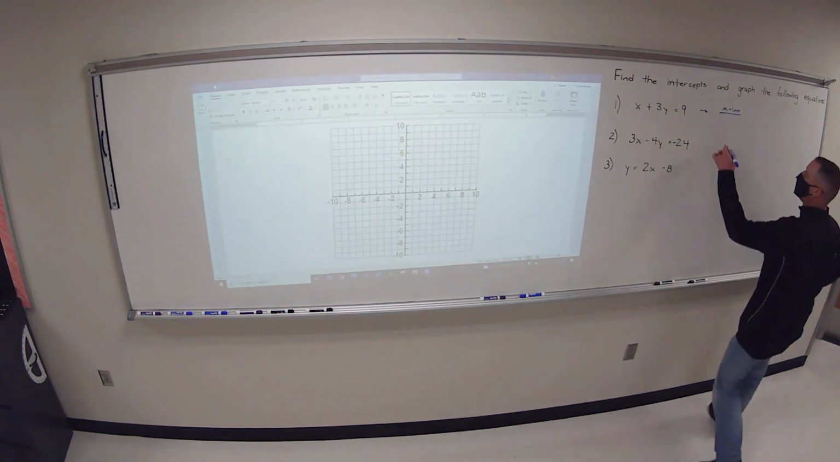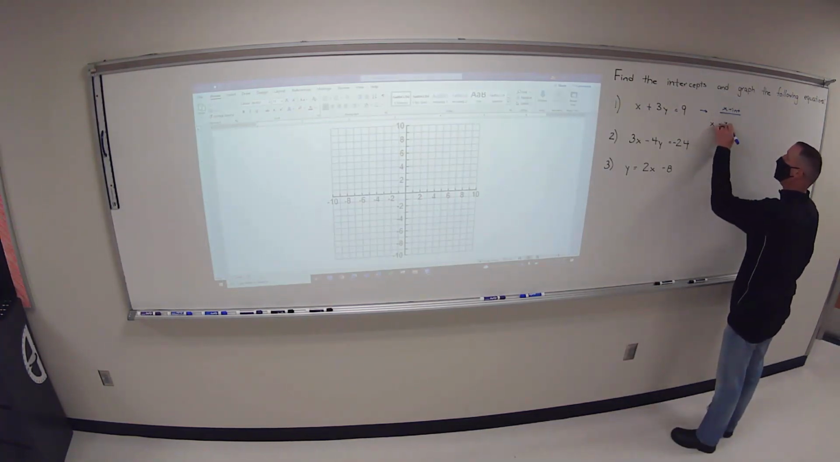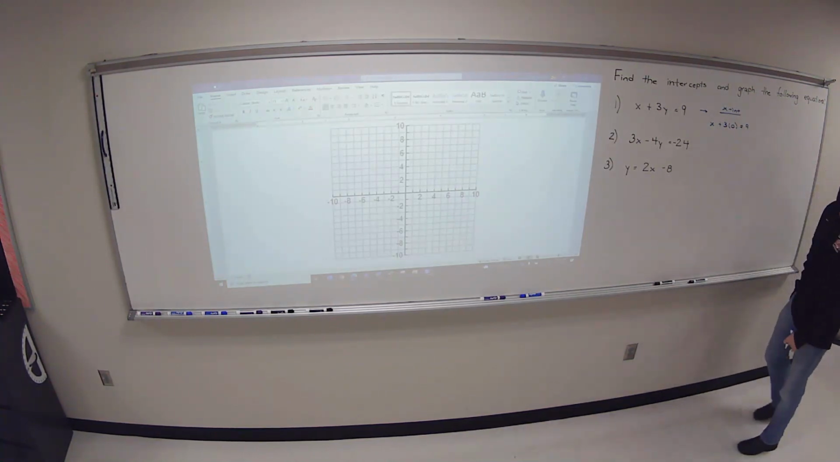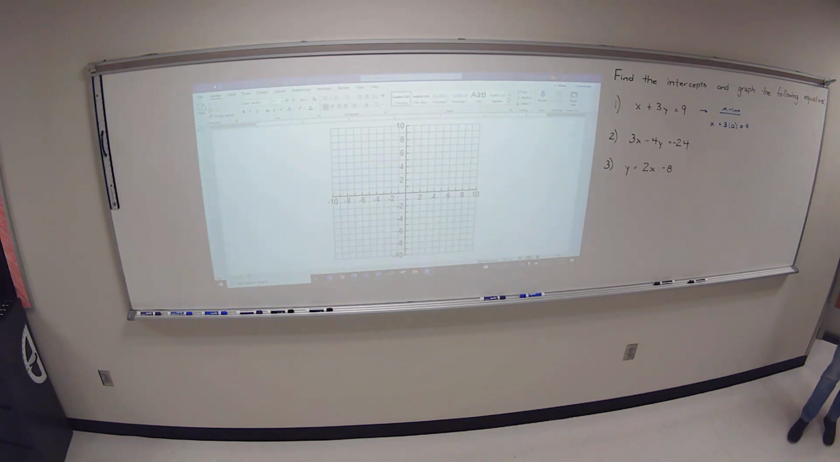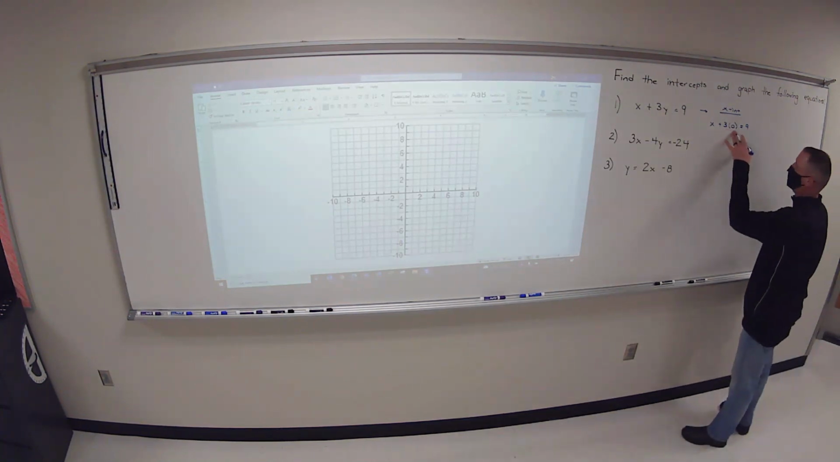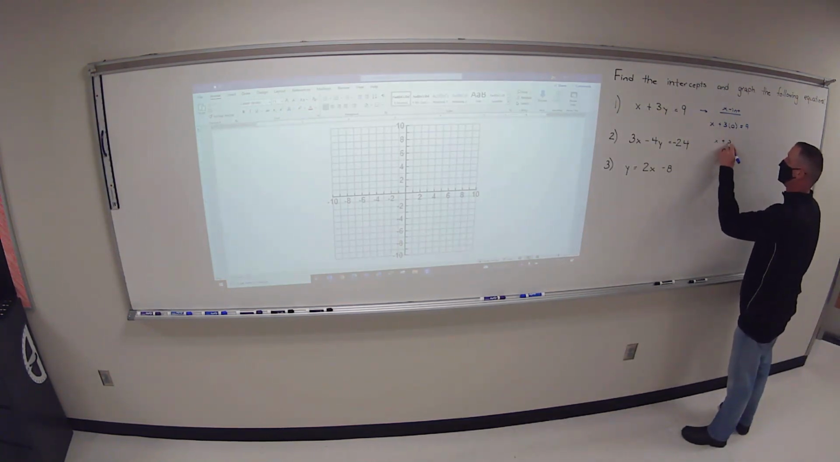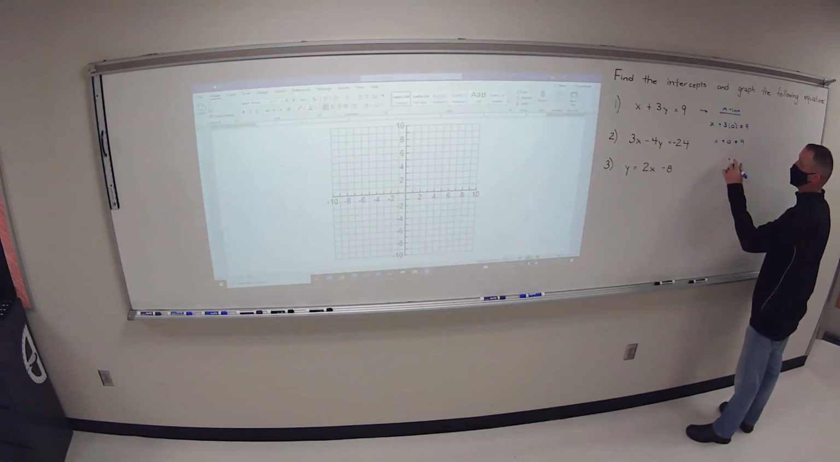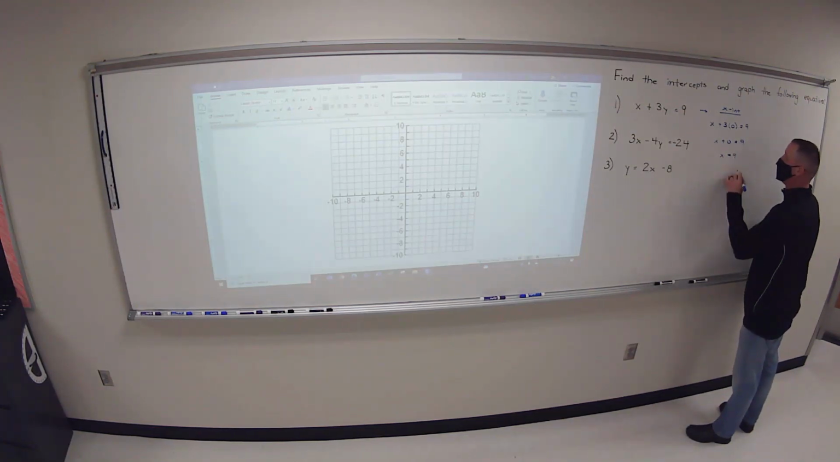So, if we plug 0 in for y, and we copy everything else in this equation down, we're going to have x plus 3 times 0 is equal to 9. And then remember, we evaluate and solve for x. So we evaluate first because we know that 3 times 0 is 0. Okay? And then if we take x plus 0, we get x. So we have x is equal to 9, which tells me that is my x-intercept.